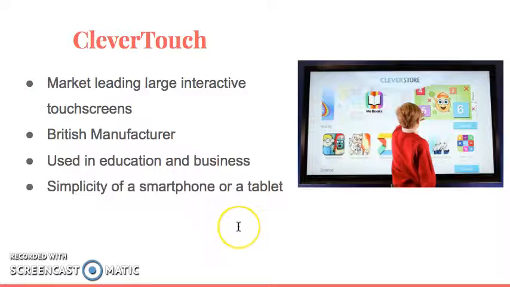CleverTouch has the market-leading large interactive touch screens. They are a British manufacturer and are used in education and business. However, education is where they are used primarily. Their screens have the simplicity of a smartphone or a tablet, but on a much larger scale. The next slide shows you an example of the use of CleverTouch in a classroom.